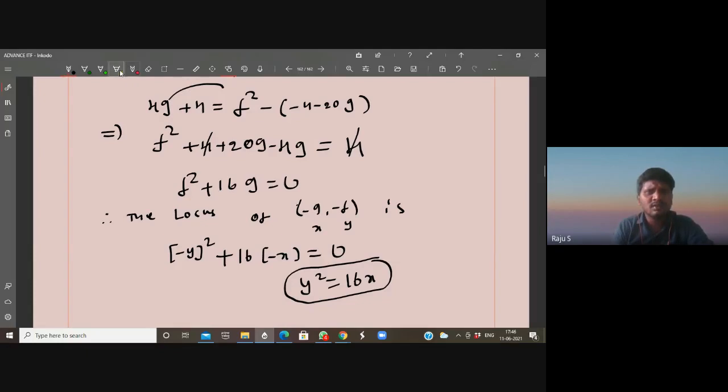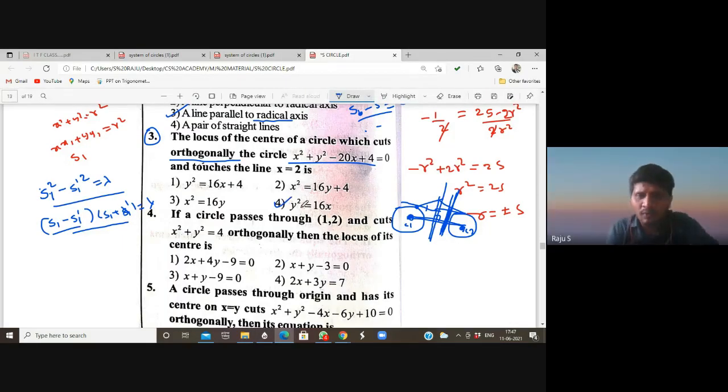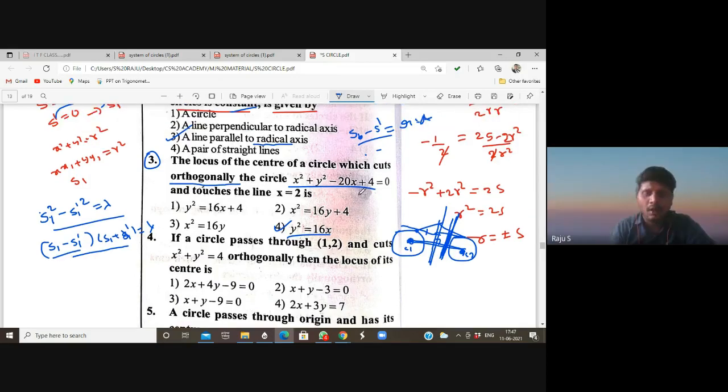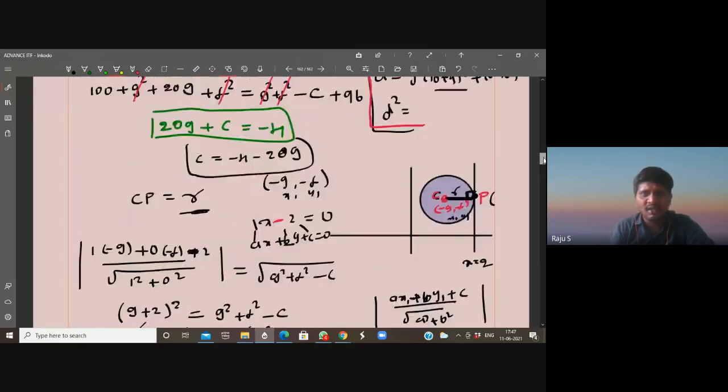Any options, students? Any option y square is equal to 16x? Option 4, sir. Option 4. Once you look at the answer, is it the right option? We got this, y square is equal to 16x. Yes, sir. Okay, then fine. Understood, students. Only two forms. I have written each and every step very clearly.